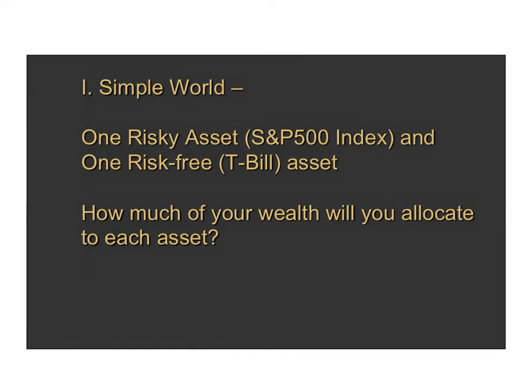Let's consider a simple world where we have only two asset classes, a risky asset comprised of the S&P 500 index and a risk-free asset comprised of the US Treasury bill. The portfolio allocation problem requires you to allocate your wealth, say $100,000, between these two asset classes. Graphically, the portfolio allocation problem can be solved as follows in the mean variance framework.